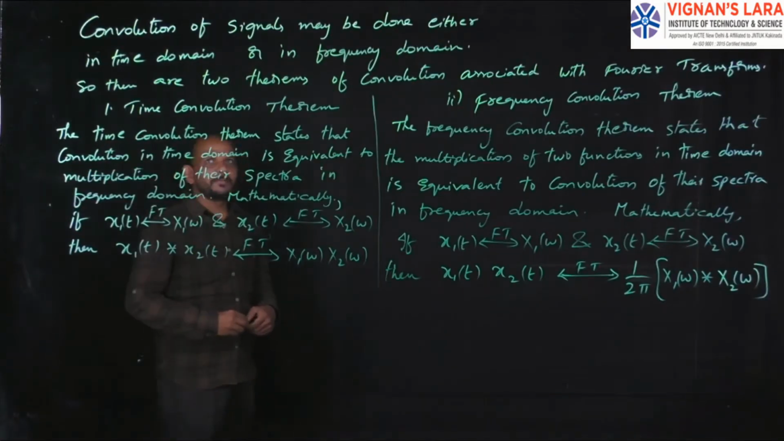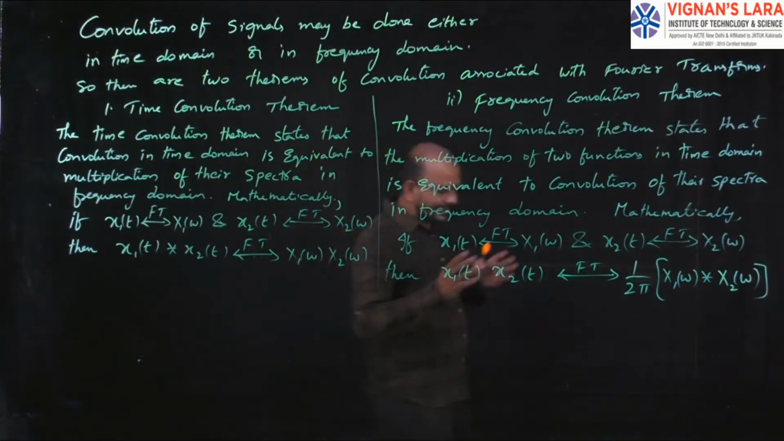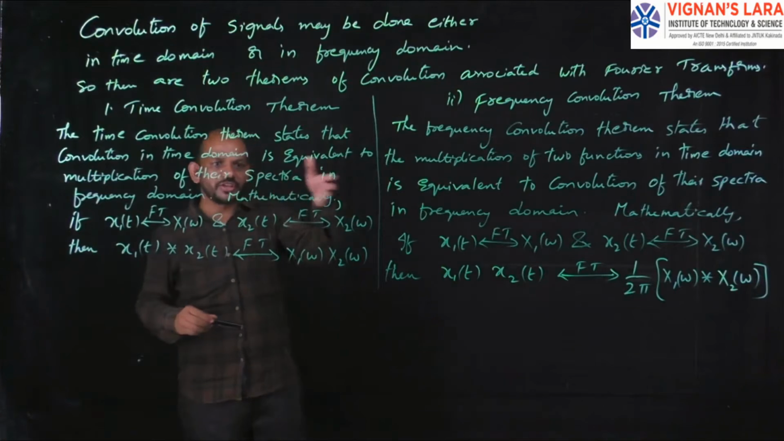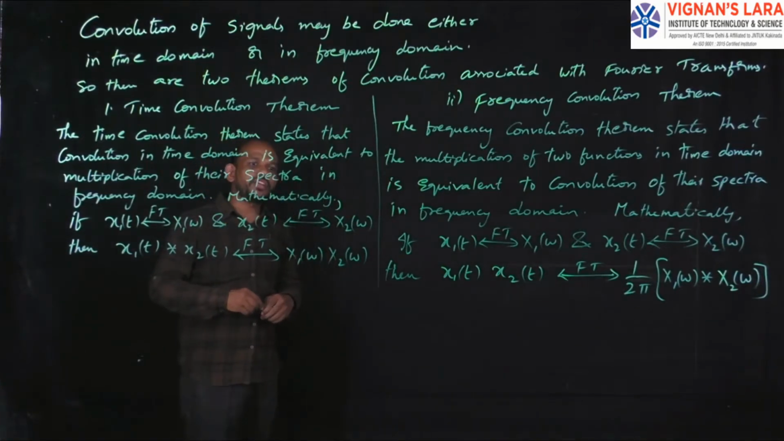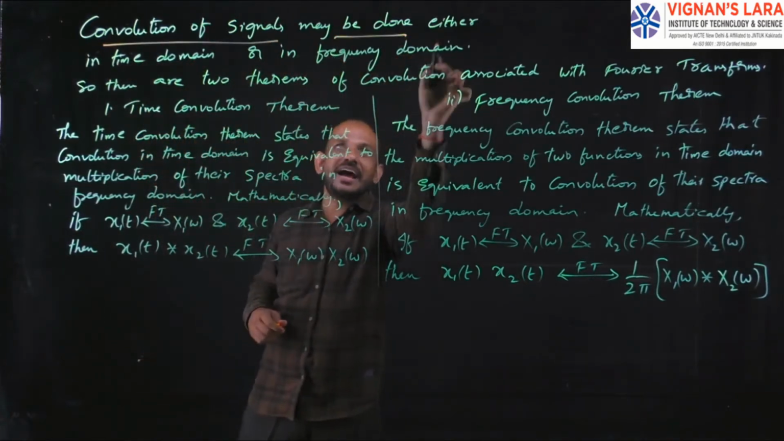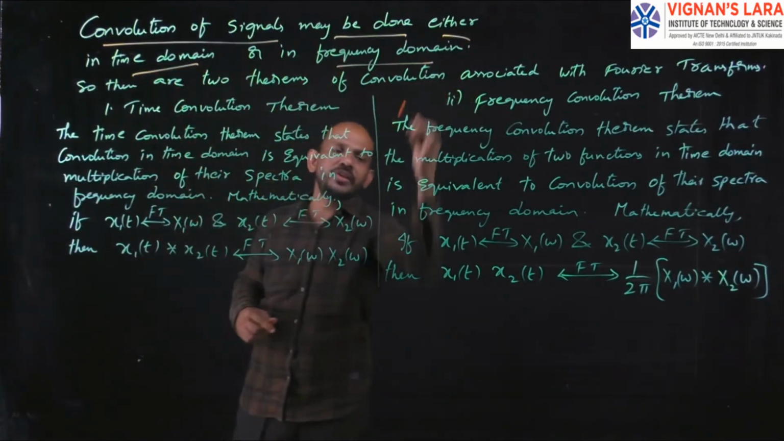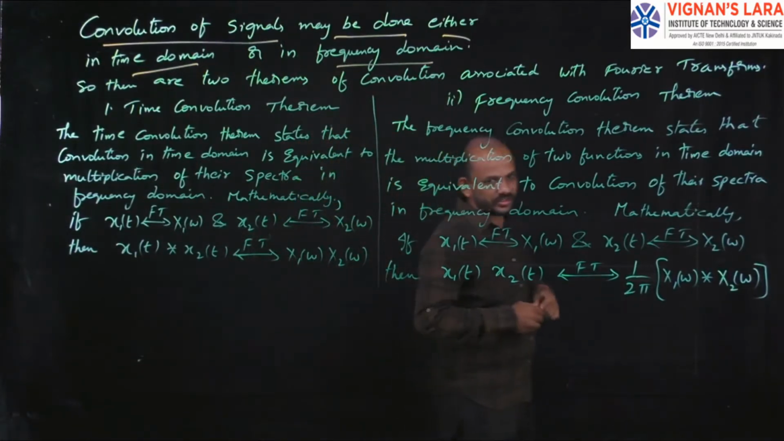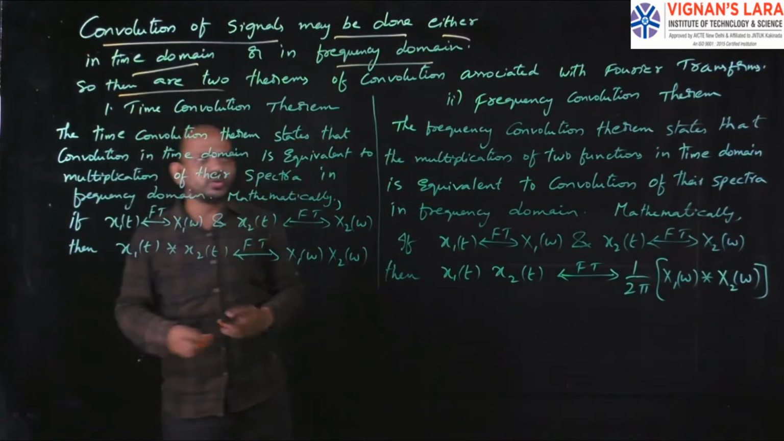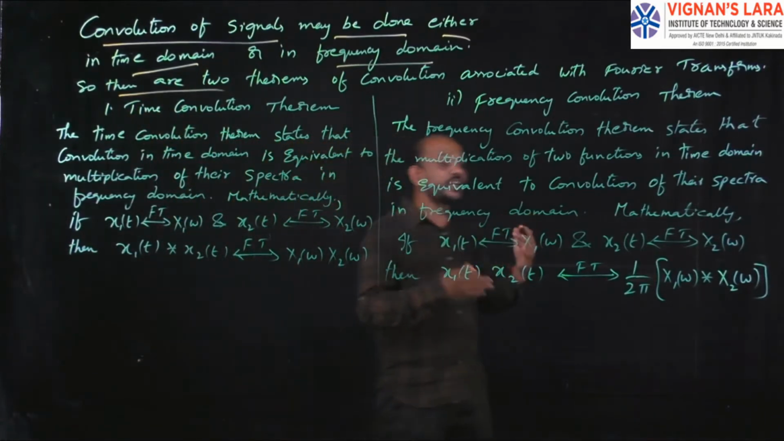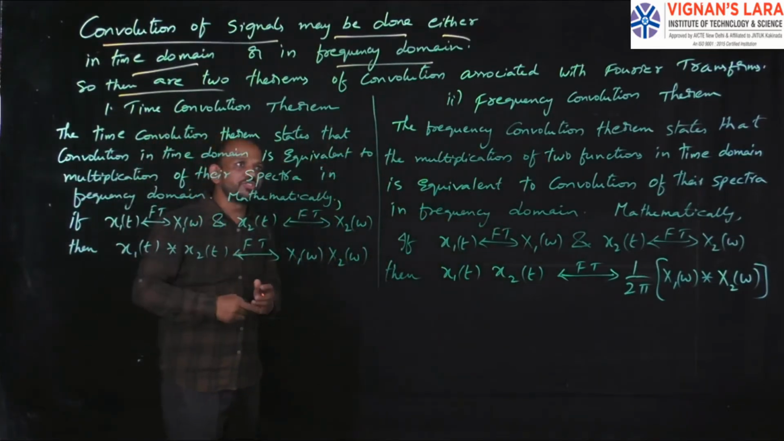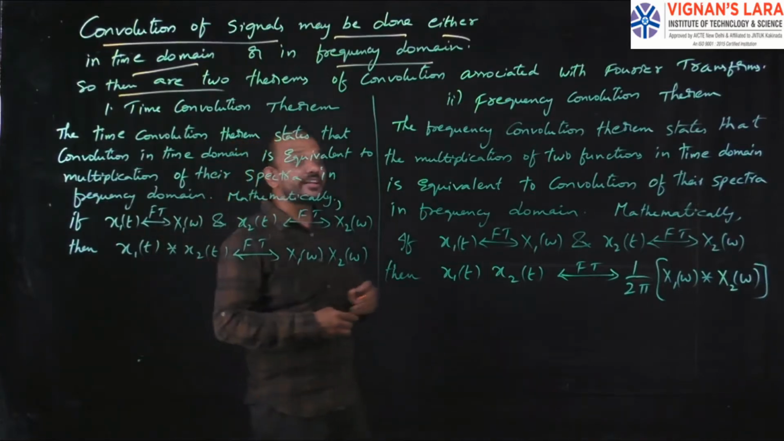Now we will see about the convolution of signals in time domain and frequency domain. The convolution of signals may be done either in time domain or in frequency domain. So we can perform the convolution either in time domain or in frequency domain. There are two theorems of convolution associated with Fourier transforms.